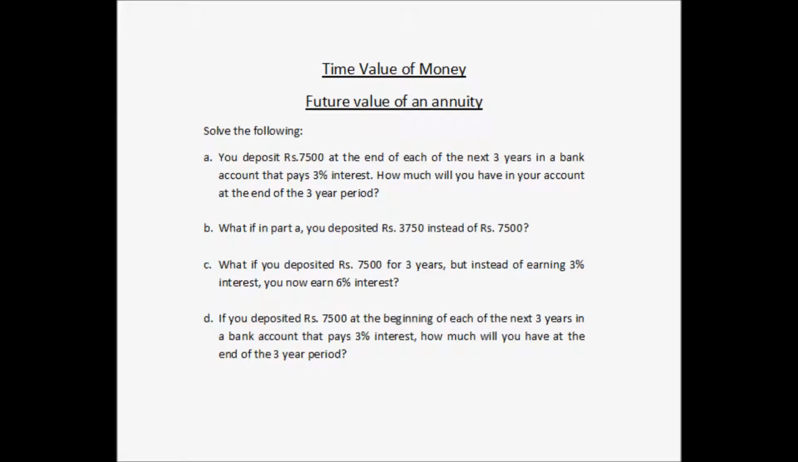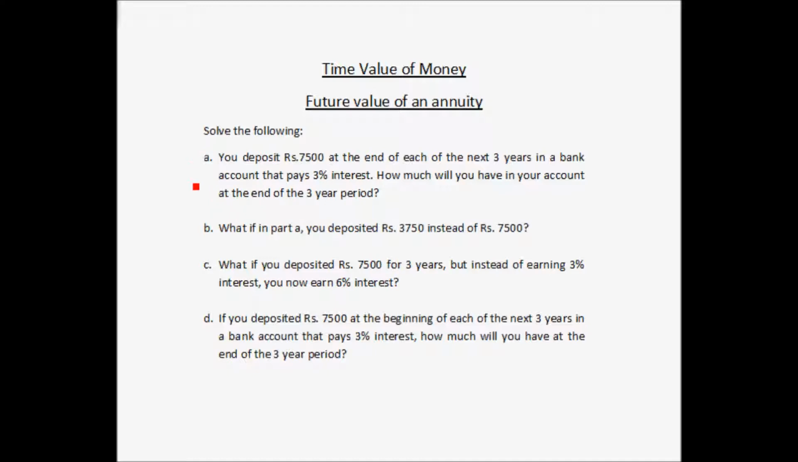Let's take a look at some examples of time value of money to understand the concept of future value of an annuity. Now, as we have seen in the video for the concepts, the future value of an annuity is a series of equal payments made at fixed intervals for a specified number of periods.